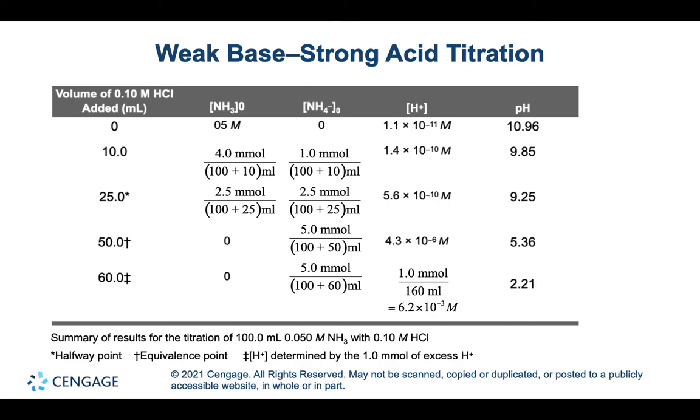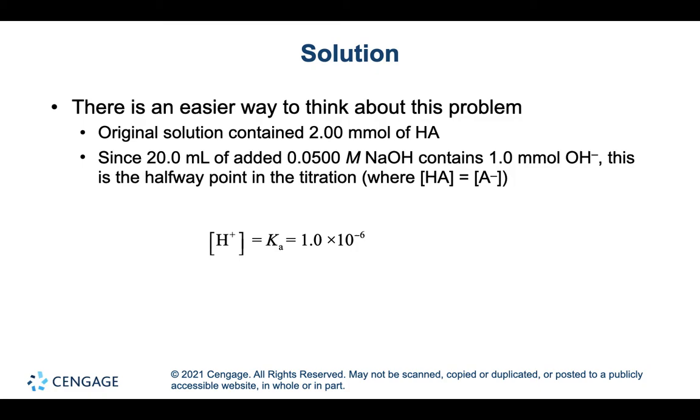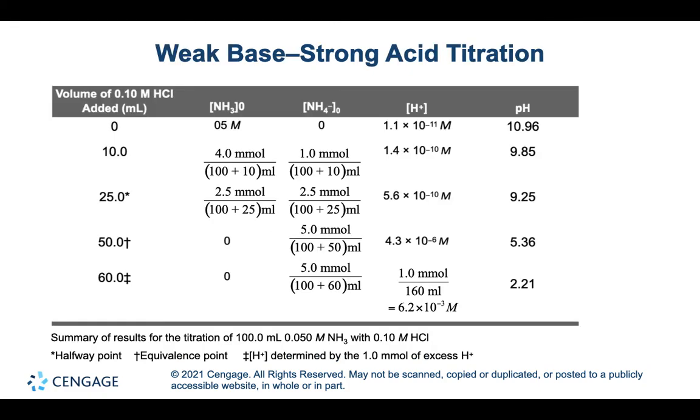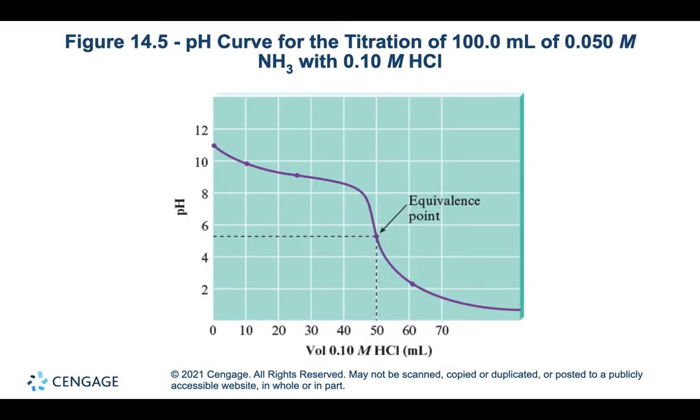Okay, so to illustrate how you would generate a pH curve, they show here adding different volumes of 0.1 molar HCl to a certain volume of ammonia, and how much ammonia and how much ammonium you'll have, and how much H plus that means you'll have, so what your pH will be. Ammonia, calculated at different volumes of acid added, will have a pH curve like this.